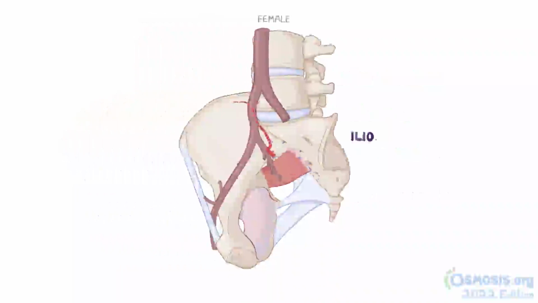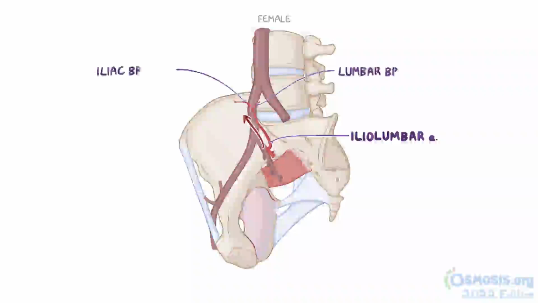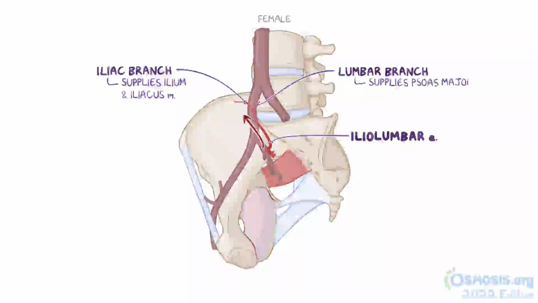Let's start with the iliolumbar artery. Its course is a bit different from other arteries, meaning it runs in the opposite direction of its origin. Instead of running inferiorly, like the posterior division, it runs supralaterally, reaching the iliac fossa. In the fossa, the iliolumbar artery gives two branches, called the iliac and lumbar branches. The iliac branch supplies the ilium and the muscle covering the iliac fossa, called the iliacus, while the lumbar branch supplies the psoas major and quadratus lumborum muscles.